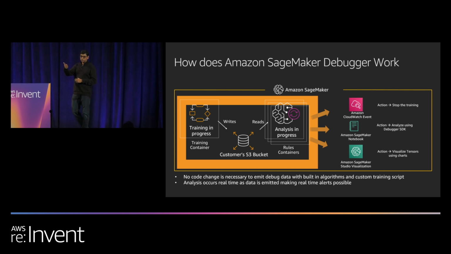So with the CloudWatch event, you can also say, hey, I don't want to stop the training, but I want to create a Lambda function to do something else, like deliver this through a different mechanism. You can do that as well.